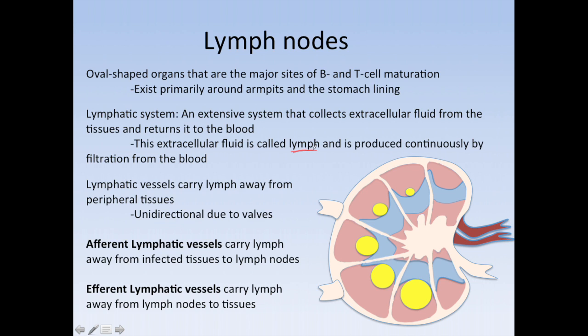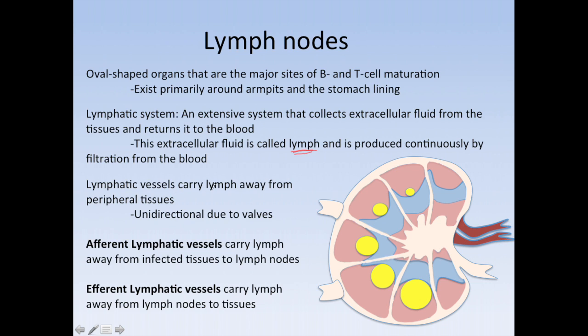That is very, very important. Basically everyone calls this lymph, and it's produced continuously by filtration from the blood. We're taking these extracellular fluids from the blood that are collected from the tissues of the body. So lymphatic vessels carry lymph away from the peripheral tissues.